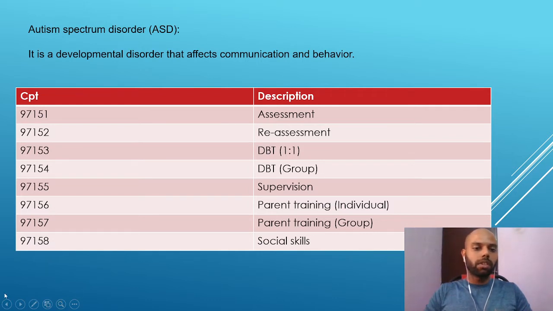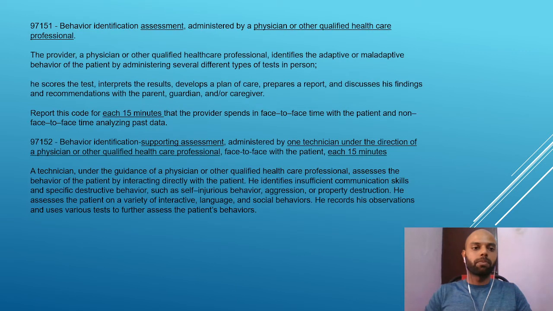The common CPTs we are using are 97151 and 97152 for assessment and reassessment. 97153 and 97154 are for direct behavioral therapy, individual and group. 97155 is for supervision. 97156 and 97157 are for parent training, individual and group. 97158 is for social skills. We will see each CPT briefly.